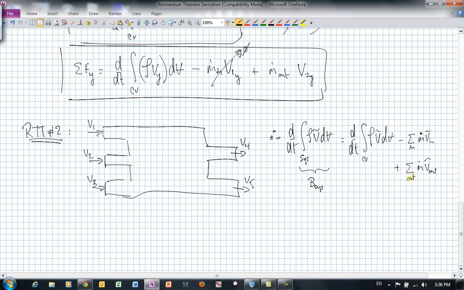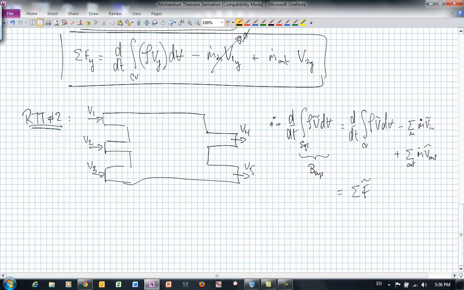And if I had four outlets, I would simply add the momentum of the flow leaving each of those outlets, and add that to the unsteady momentum term, and that is again equal to the sum of the forces in vector form acting on the control volume. Finally, at last, the general form of RTT.